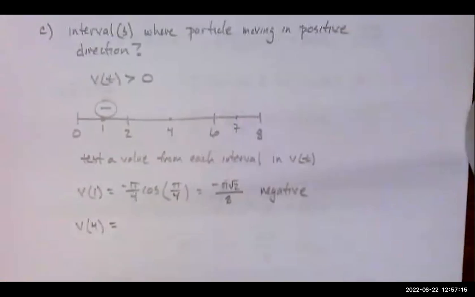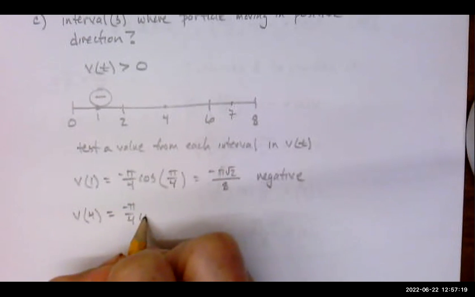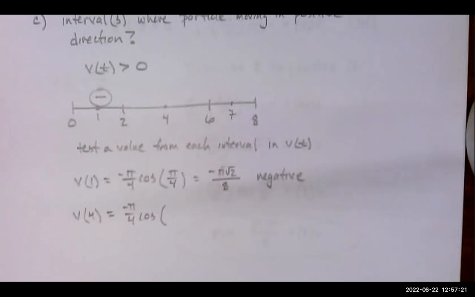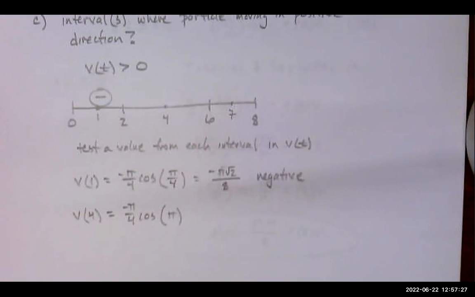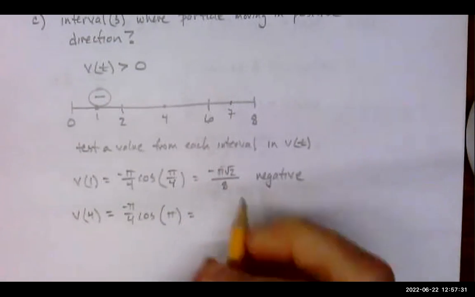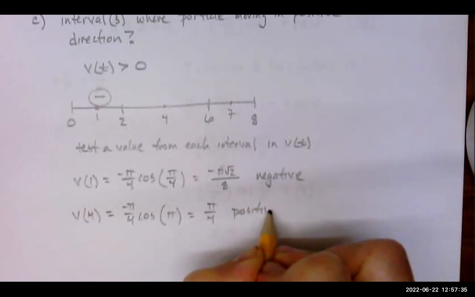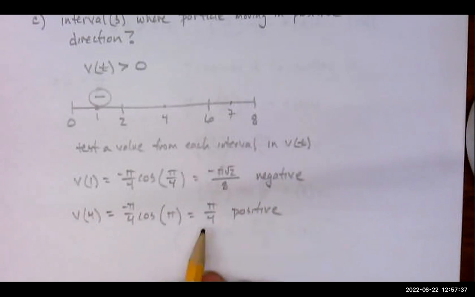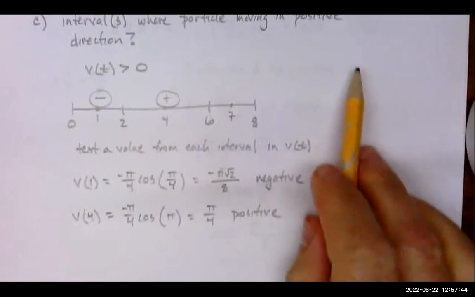What's happening at 4 seconds? Well, for the velocity, we can plug in 4 for t. Cosine of pi is negative 1. So this comes out to pi over 4. The value itself really isn't important. It's just, is it positive or negative? So here it's positive. So it starts moving back the other way.